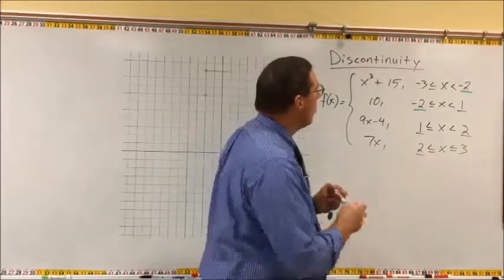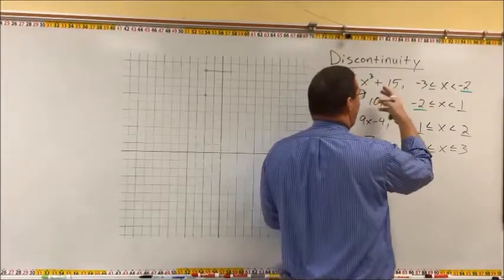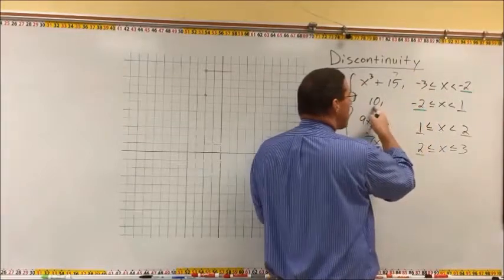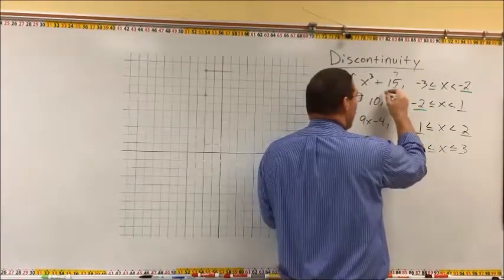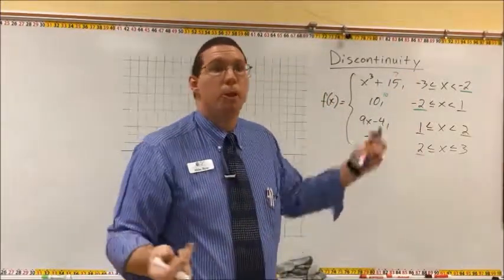All right, so look. We're going to plug this -2 in. -2 to the third power is -8. -8 plus 15 is 7, right? But here, it doesn't matter what we plug in. The answer is always 10, right? So 7, 10, they don't meet up, not the same number. Jump discontinuity.